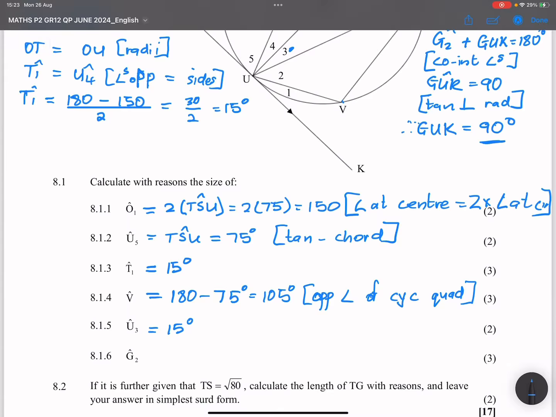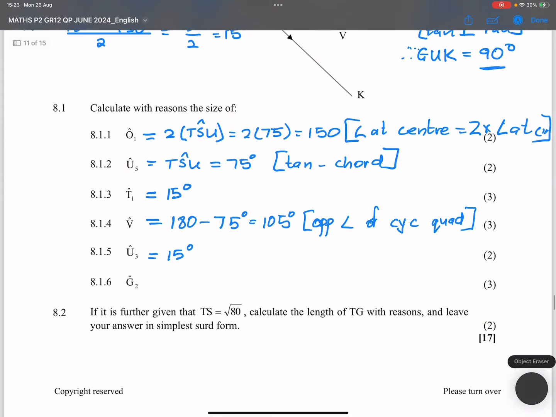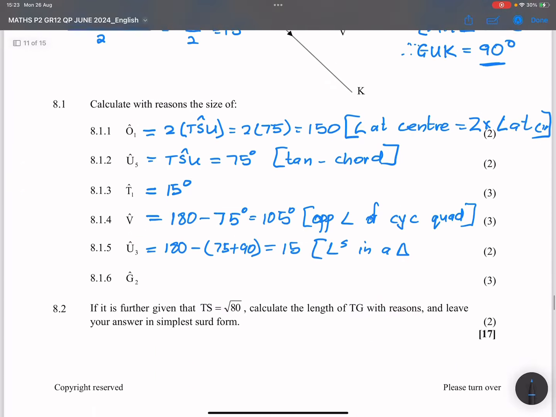So remember we've said GUK is 90. So in triangle GSU, right, we've got 90, 75, and so that means U3 is 15 degrees. So it equals 15 degrees, or rather let me say 180 minus 75 plus 90, which is 15 degrees. Angles in a triangle GSU.